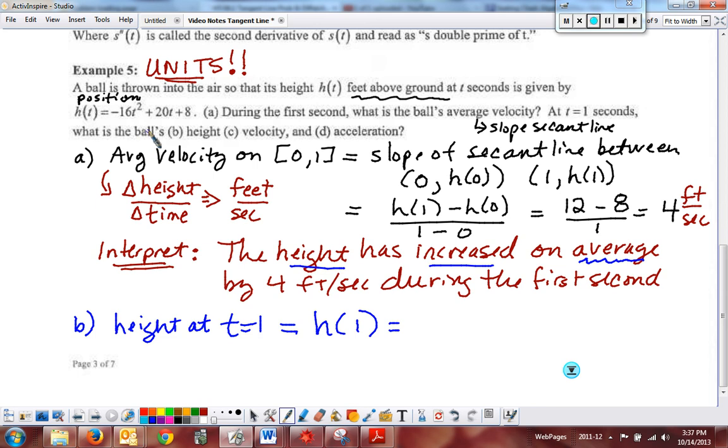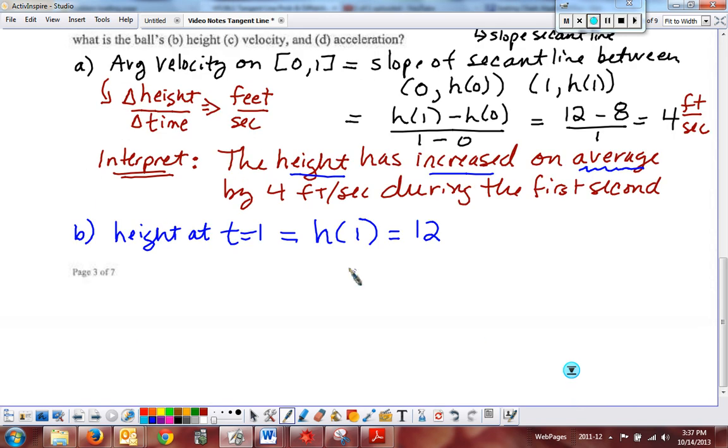And once you plug it in, you say, well, what was the height? Well, I already did it up here. h of 1 was 12, so it equals 12. And then don't forget, because you're not done yet, you need to figure out what your units are. This is your height. This is 12, so it would be 12 feet. Okay? So that was the easy one.